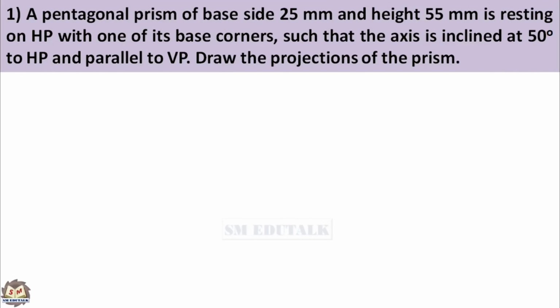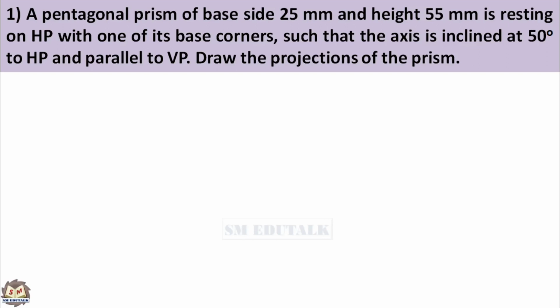A pentagonal prism of base side 25 mm and height 55 mm is resting on HP with one of its base corners, such that the axis is inclined at 50 degree to HP and parallel to VP. Draw the projections of the prism.